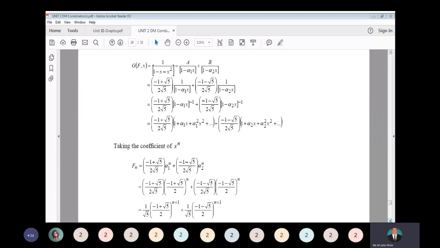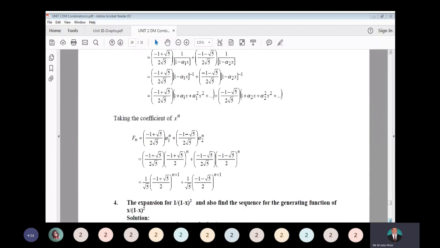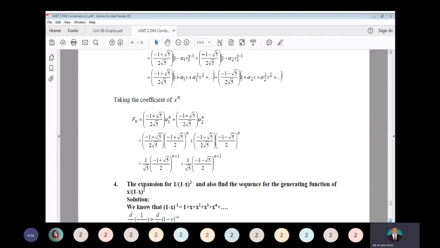So for both expansion series, when you take the coefficient of the nth term, you will get the value f of n equal to 1 by root 5 into ((−1 + root 5) divided by 2) power n plus 1, plus 1 by root 5 into ((−1 − root 5) by 2) power n plus 1.